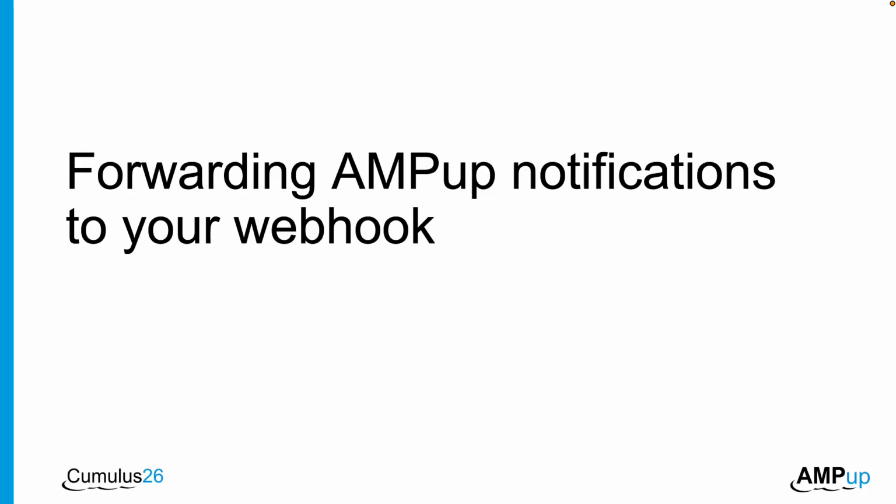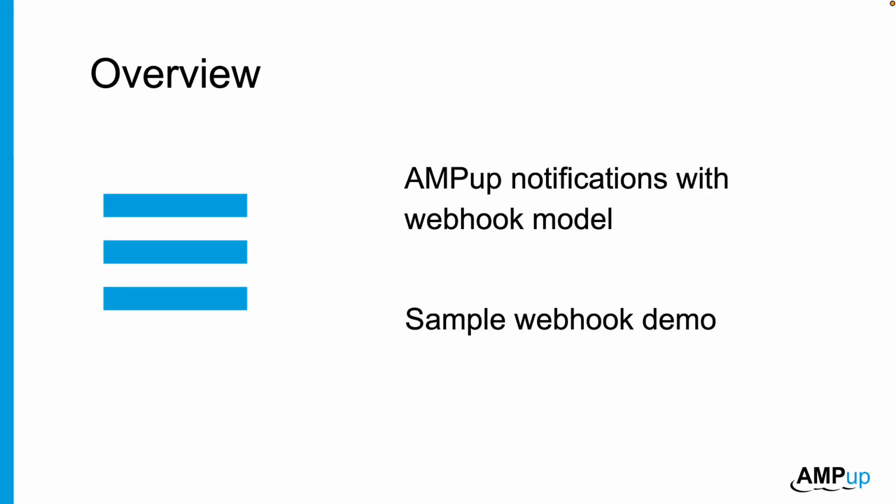This video will help you set up the webhook forwarding feature in AMPup. Here's what we'll be looking at. We'll take a very quick look at AMPup's notifications model, which is how AMPup users are notified when something happens with a customer's subscription. We'll cover what a webhook model for notifications looks like, and then we'll see a demo of setting up and triggering a custom webhook to receive these notifications.